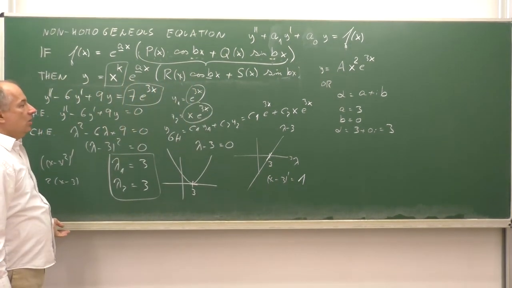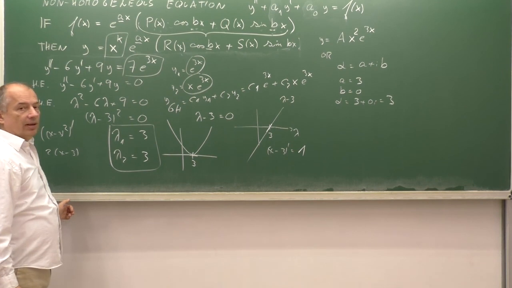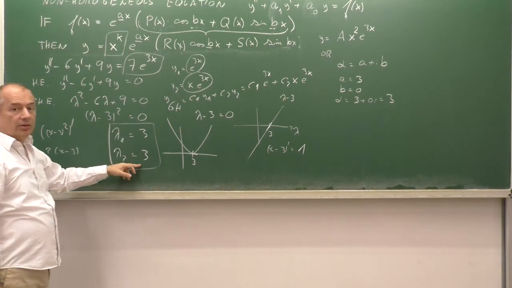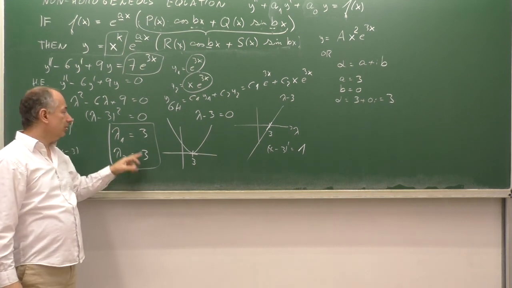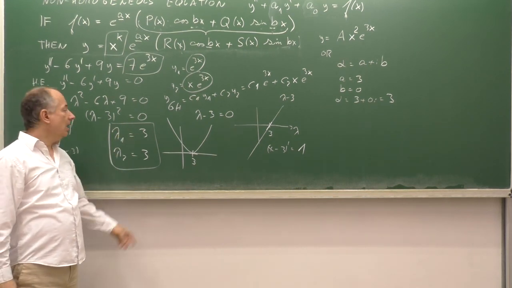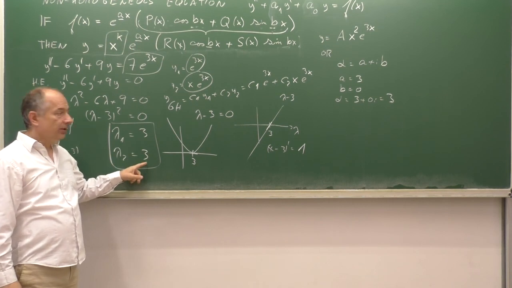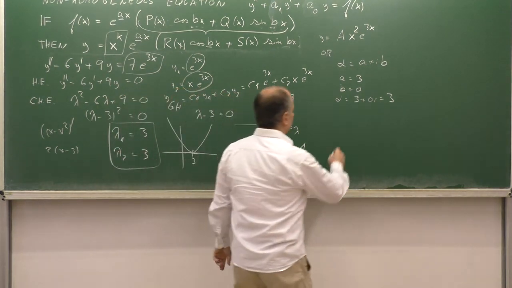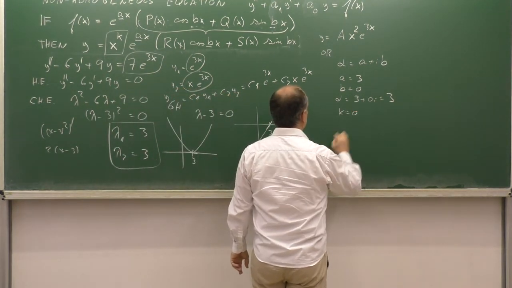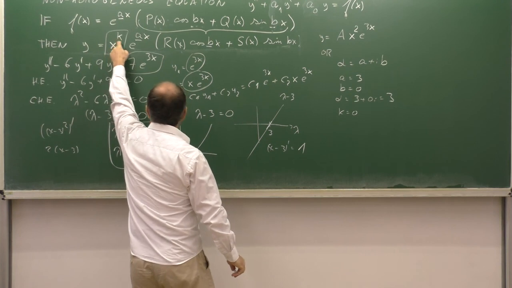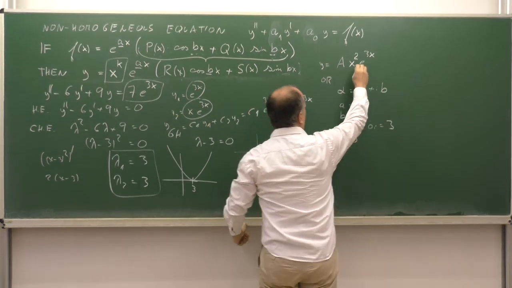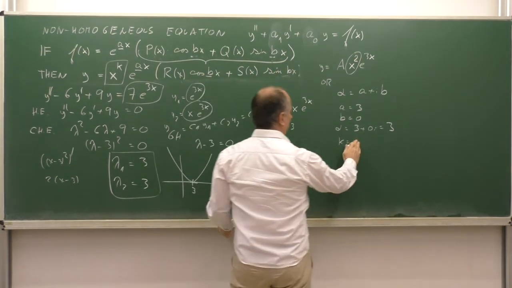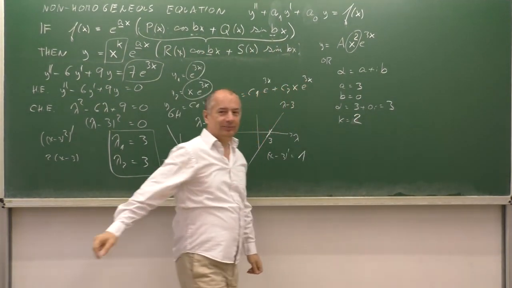And now we look whether this number, alpha is 3, is or is not in the list of solutions of the characteristic equation. Yes, it is here. And it is here twice. This is namely a double root. So k is 2. So we must multiply by x to k, which means we must multiply by x squared. Oh, k is 2. Sorry.